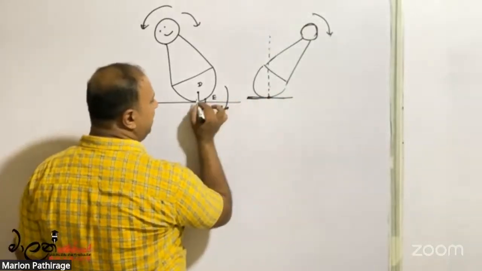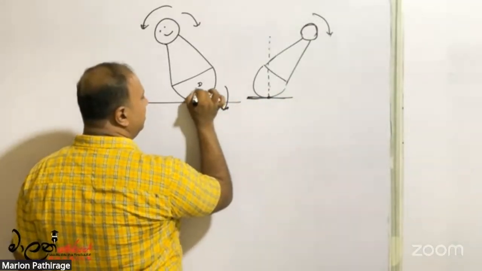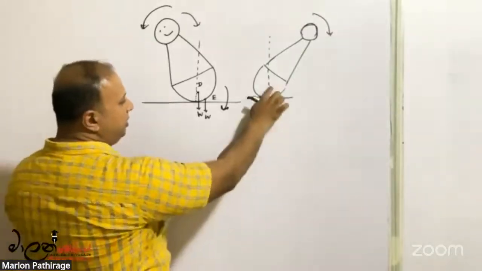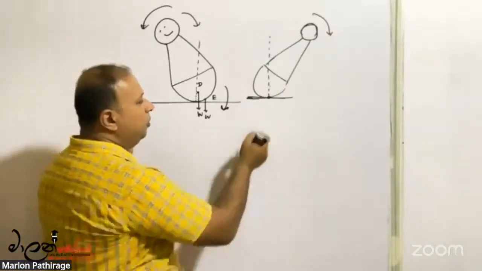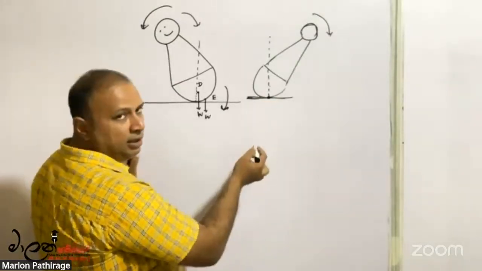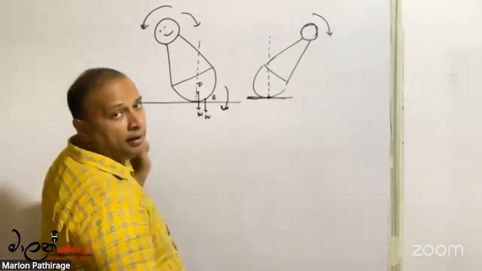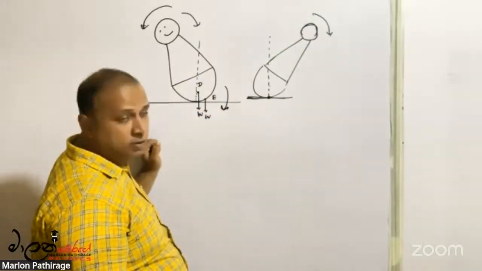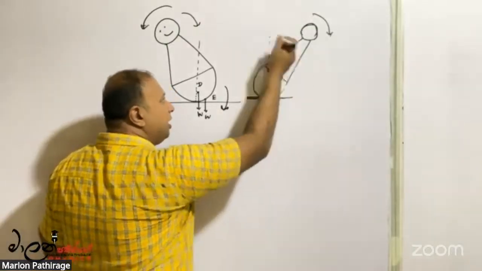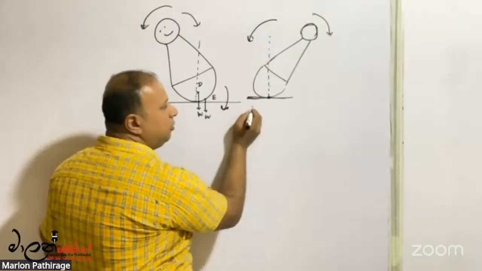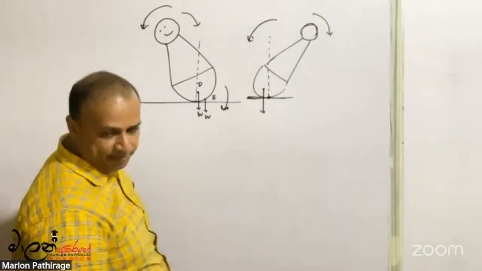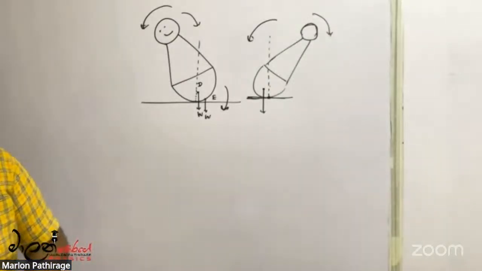So if you take a moment about this point, to go back to the original vertical position, there should be a moment to the other side. To have that moment, definitely the weight should be like here. And it is the same here.